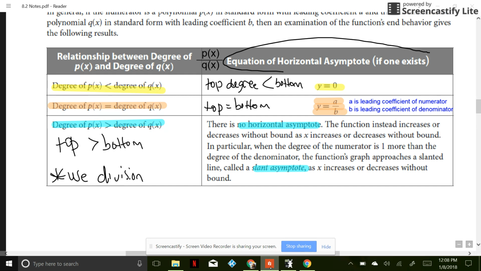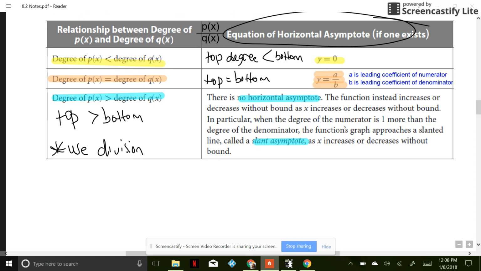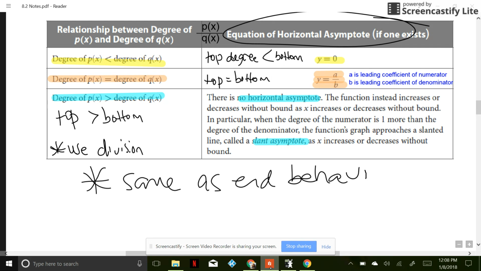One important piece of information about the horizontal asymptotes: the horizontal asymptotes are the same as the end behavior. So if it asks you what's the end behavior of the function, the y values are going to be going towards whatever your horizontal asymptote is. So it is the same as your end behavior.